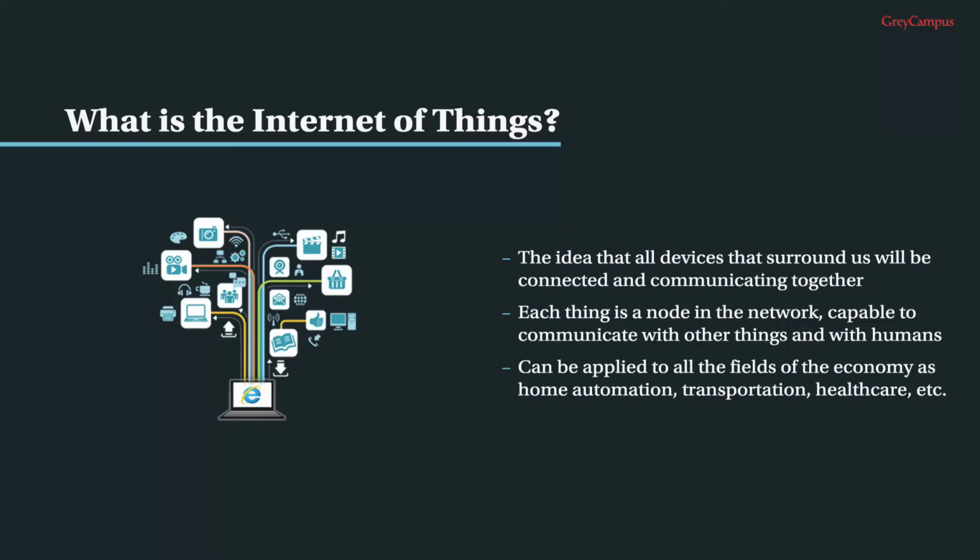And of course, the Internet of Things concerns all the fields of the economy. For example, I just talked about home automation, but also transportation, healthcare, manufacturing. So really every kind of field in the economy will be concerned by the Internet of Things.